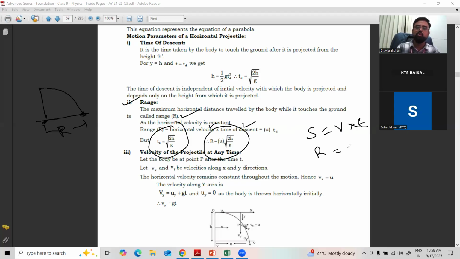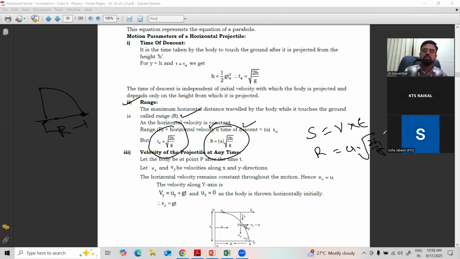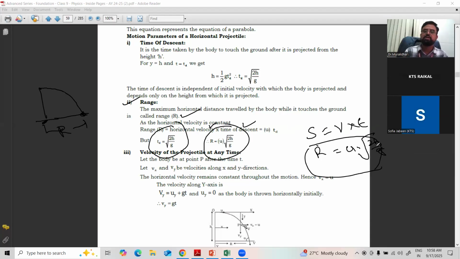So what is velocity here? u only. What is time? The time of descent, you can take that as under root of 2h by g. So u into under root of 2h by g is the formula for range. By knowing the initial velocity and the h value, you can get how much distance it can travel. We have seen this for oblique projection also. So u into under root of 2h by g is the horizontal range.